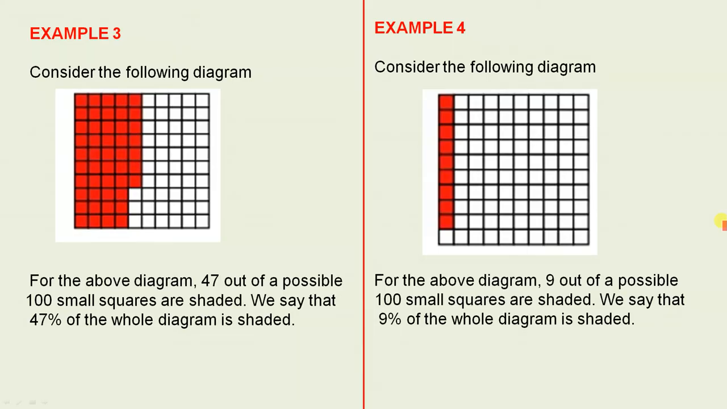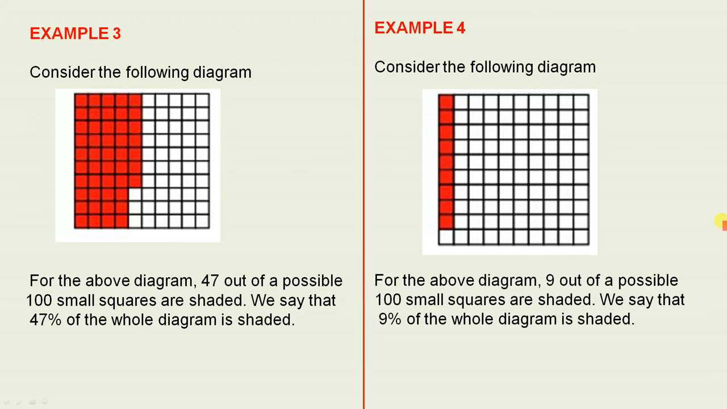Example 3. Consider the following diagram. For the above diagram, 47 out of a possible 100 small squares are shaded. We say that 47% of the whole diagram is shaded. That is, 47 out of 100.